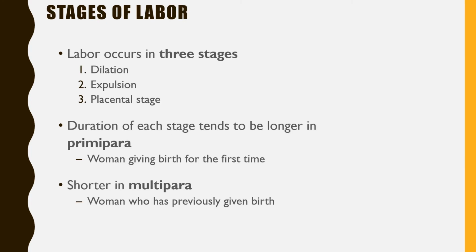So the 3 stages of labor are dilatation, expulsion, and the placental stage. Now, all of these stages tend to be longer in what we call the primipara. And the primipara is just a woman who's giving birth for the first time. And they tend to be shorter in the multipara, somebody who's previously given birth.